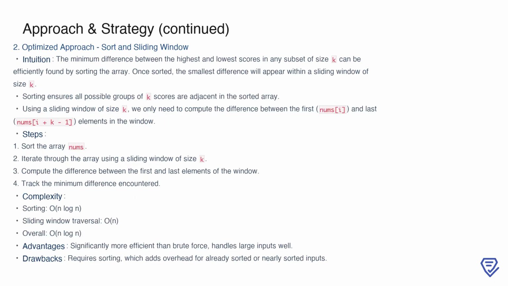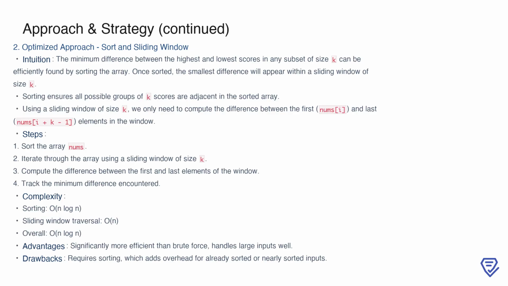An alternative and much more efficient solution is the optimized approach, which uses sorting and a sliding window technique. The intuition here is that, once the array is sorted, the smallest difference between the highest and lowest scores in any subset of k scores will be found within a sliding window of size k. By sorting the array, we ensure that all potential subsets of size k are adjacent, which simplifies the process of finding the minimum difference. After sorting, we iterate through the array using a sliding window, calculating the difference between the first and last elements in the window. This allows us to track the smallest difference encountered without the need to generate explicit subsets.